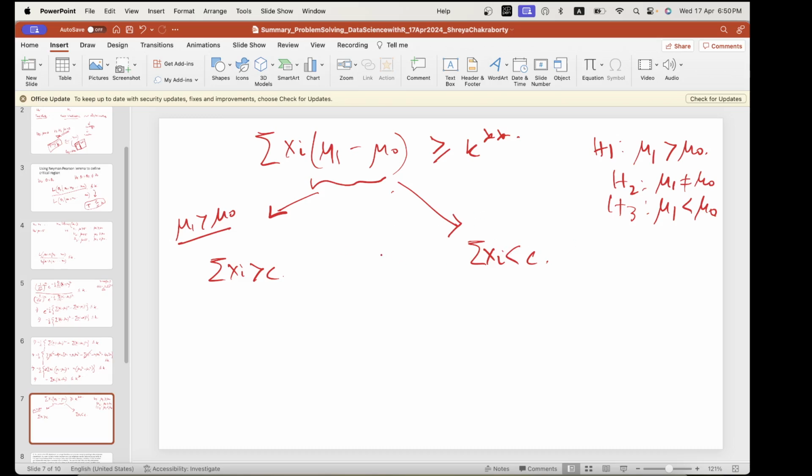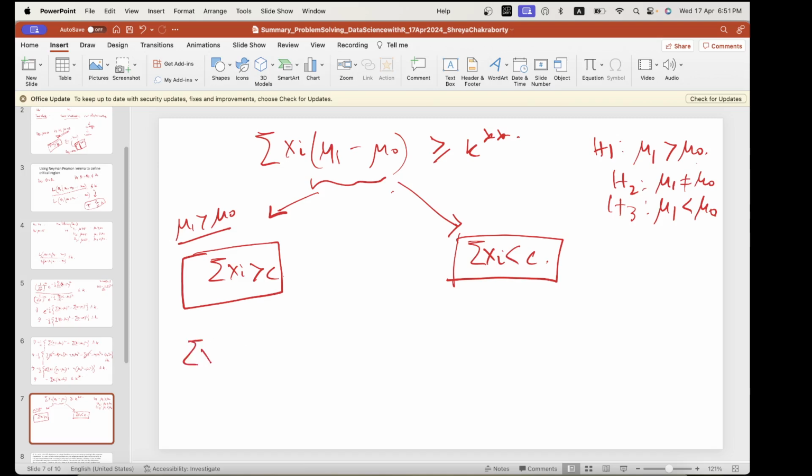Okay, so for H1 you have mu1 greater than mu naught, and your test statistic should be some form of this summation xi, which is greater than some c. Now once you have this, this is your critical region. Okay, this will guide your critical region. Now how do we proceed?